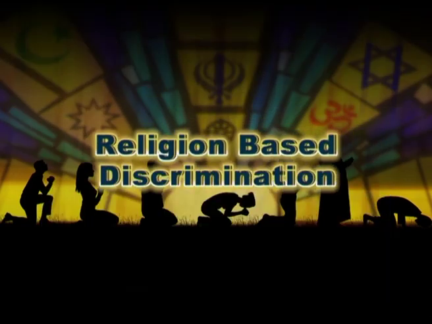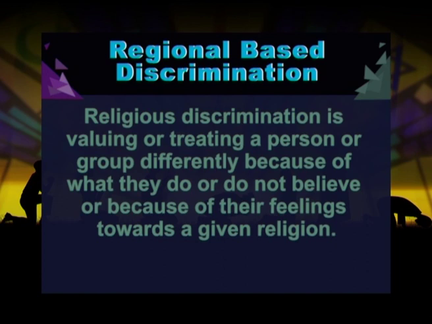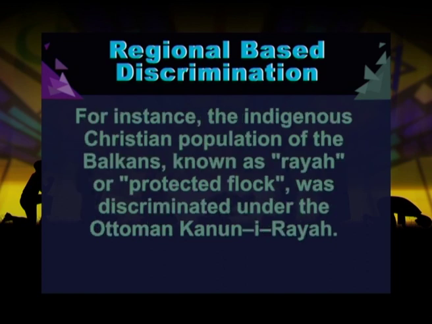Religion-based discrimination. Religious discrimination is valuing or treating a person or group differently because of what they do or do not believe, or because of their feelings towards a given religion. For instance, the indigenous Christian population of the Balkans, known as Rayas or protected flock, was discriminated against under the Ottoman Kanun-i-Raya.